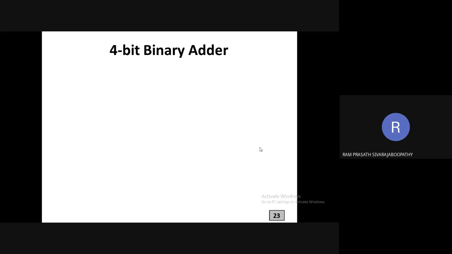Okay. Now we are going to design a 4-bit binary adder. So consider two 4-bit binary numbers A and B. How will you represent the variables? 4-bit is already mentioned. So how many variables are there for A, and how many variables for B? How many variables are we going to have for A? How many variables are we going to have for B?